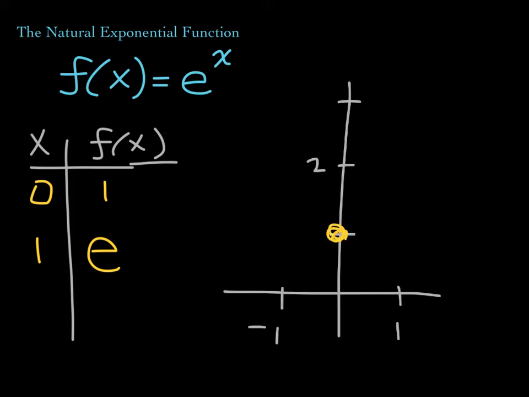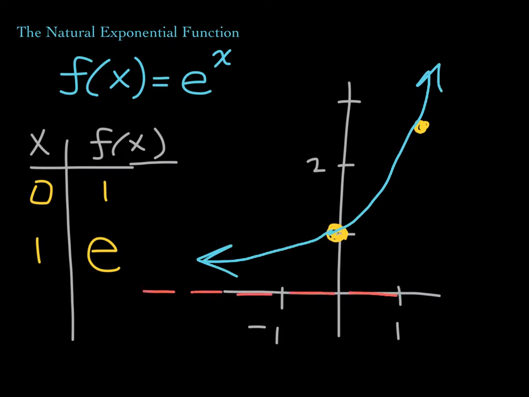So we have 0, 1. We have 1 comma e. Now remember, e is about 2.7. So if I eyeball that, 1 comma e is about right there. Remember, this is an increasing function. Also, do not forget, please, that exponential functions approach the horizontal asymptote, which is y equal to 0, the x-axis. So don't forget that this curve cannot touch or cross the x-axis. So this is your natural exponential function.